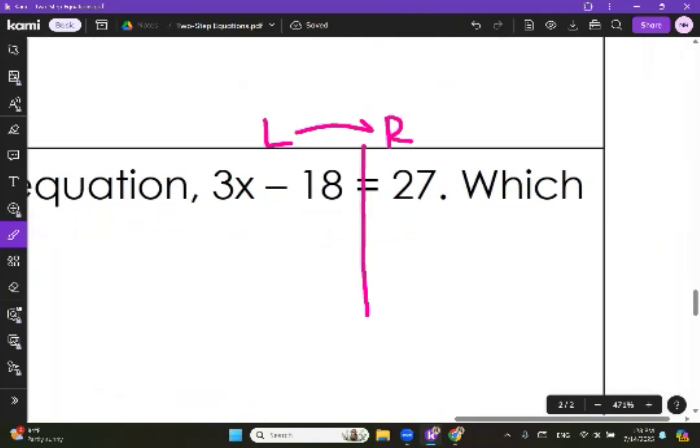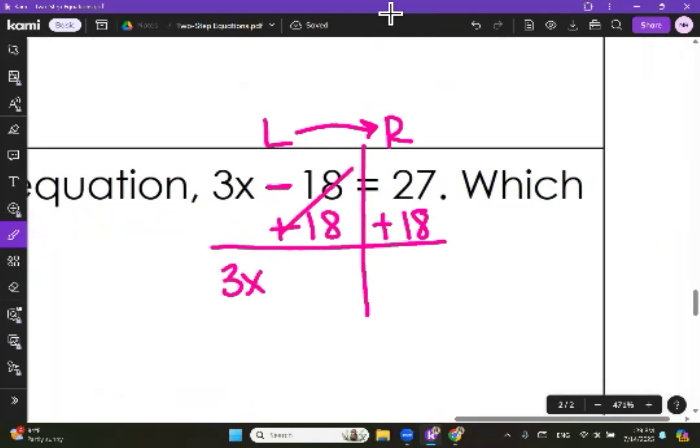Letters on the left, move the numbers to the right. What is the first number we're going to move? Minus 18 changes to plus. Complete and clean up the step. Clean up your equation. 27 plus 18. We got? Okay. Times 3 changes to divide by 3. So you get x equals 15.